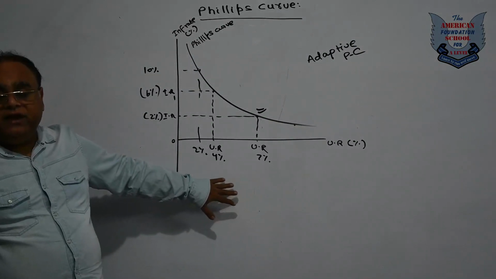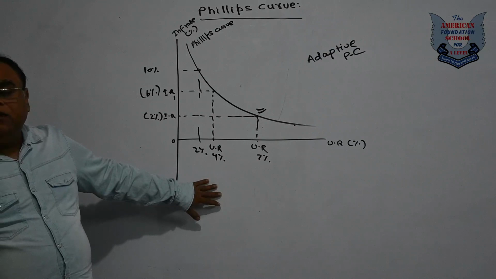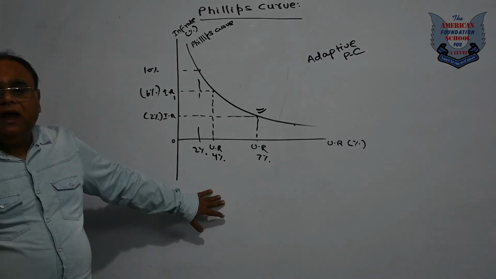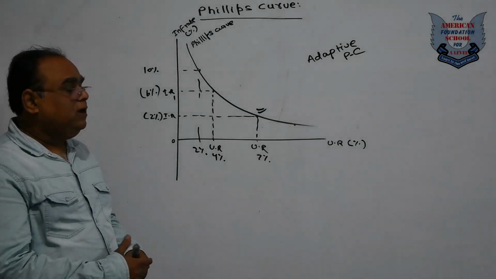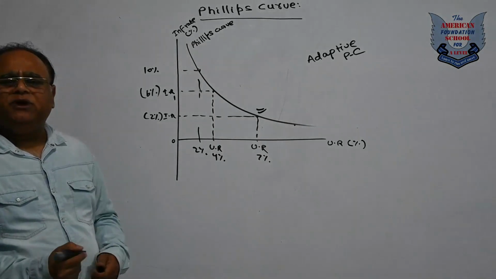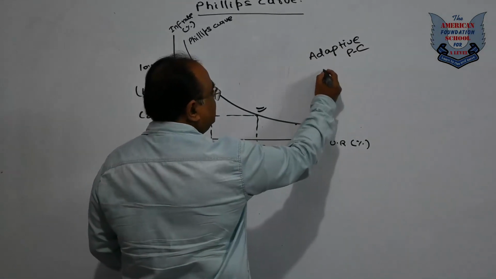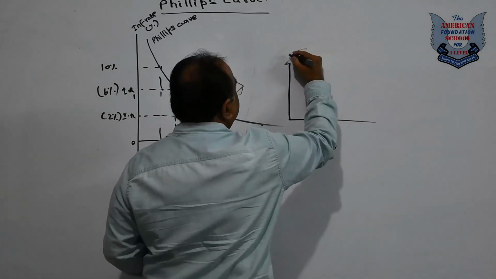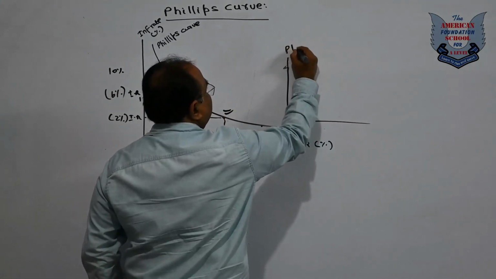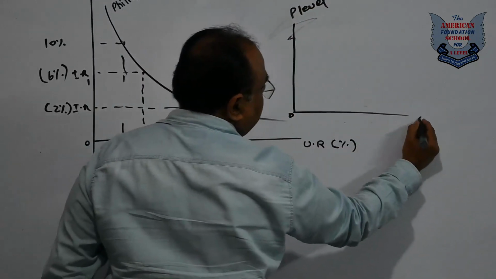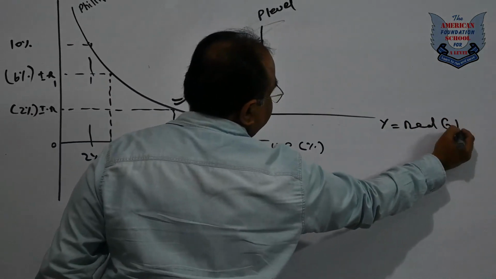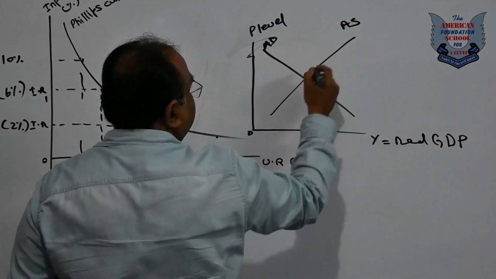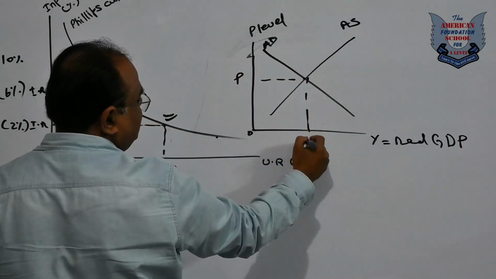When aggregate demand increases, unemployment rate would fall, but simultaneously price level or inflation rate would increase. I'm drawing a diagram here, and you already know that diagram, that is the simple demand and supply diagram. I'm drawing very close to it so that the camera can easily capture it. Right, let's suppose there is price level on the y-axis and this is real GDP. This is simply aggregate demand and aggregate supply. This was price level and this was national output.